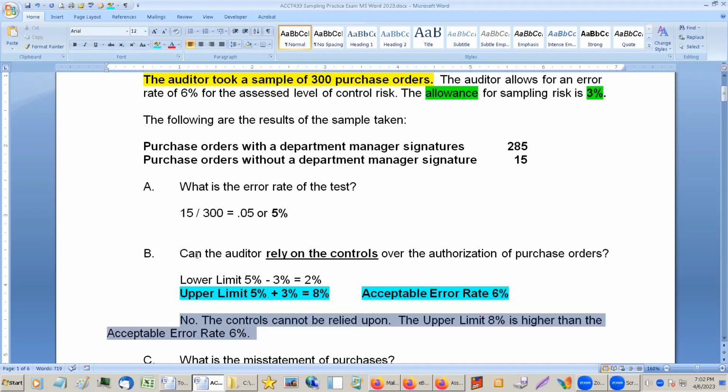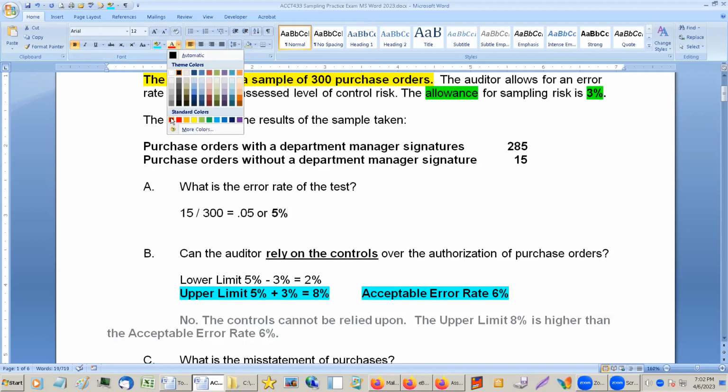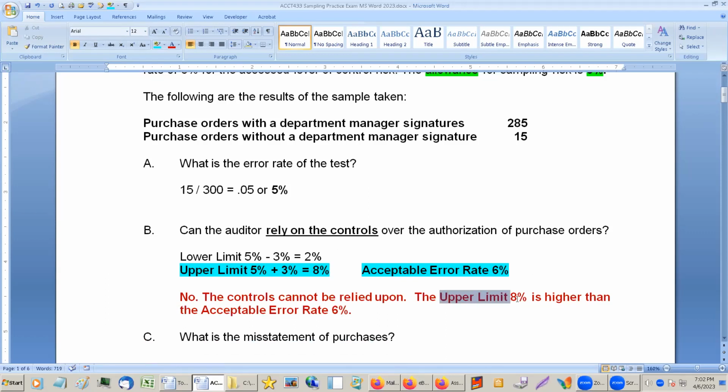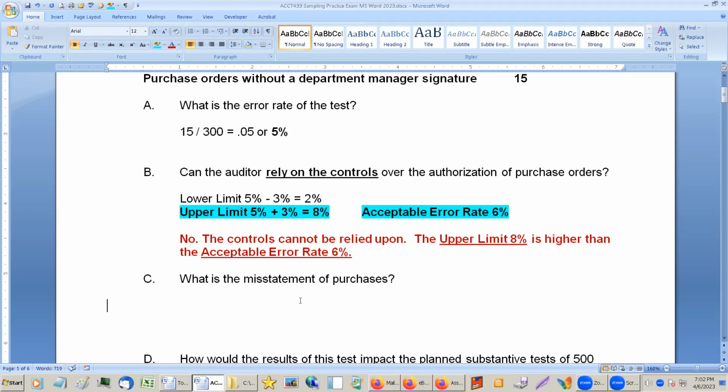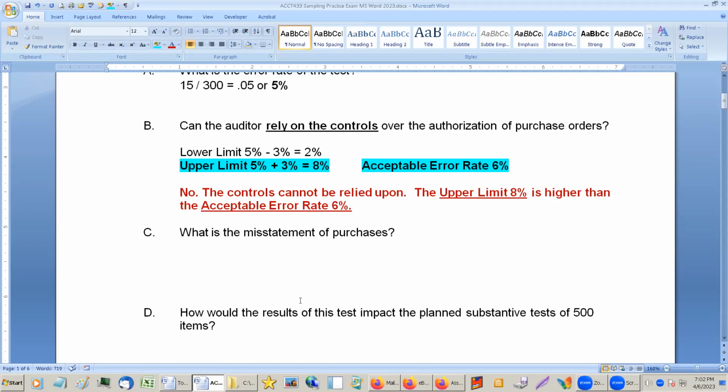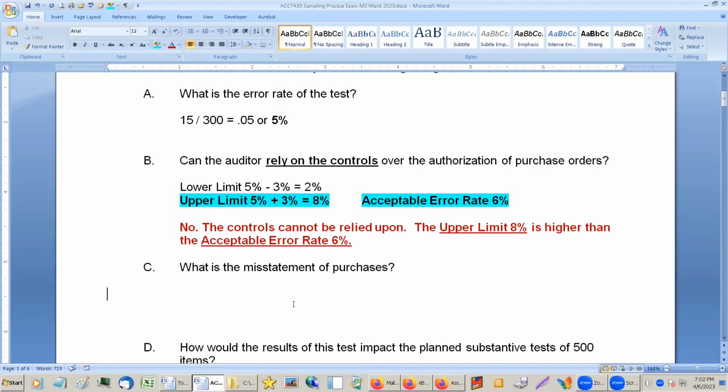All right, so the upper limit, if it's higher than the acceptable, you can't rely on it. Now, when that happens, that means you have to do more substantive testing. What was the misstatement of the purchases? It's unknown.